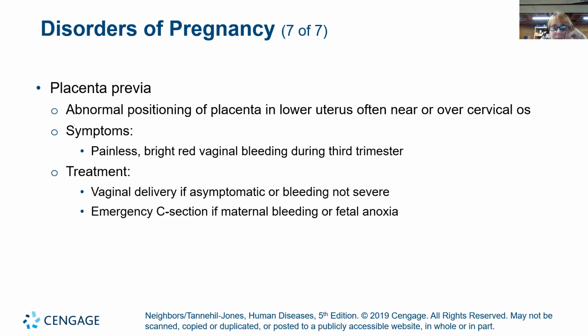If the bleeding isn't severe or they're not having too many symptoms, they may allow a vaginal delivery, but usually they will do a C-section if the mom is bleeding profusely, or if the baby's heartbeat is going down and they are determining that the fetus is not getting enough oxygen.